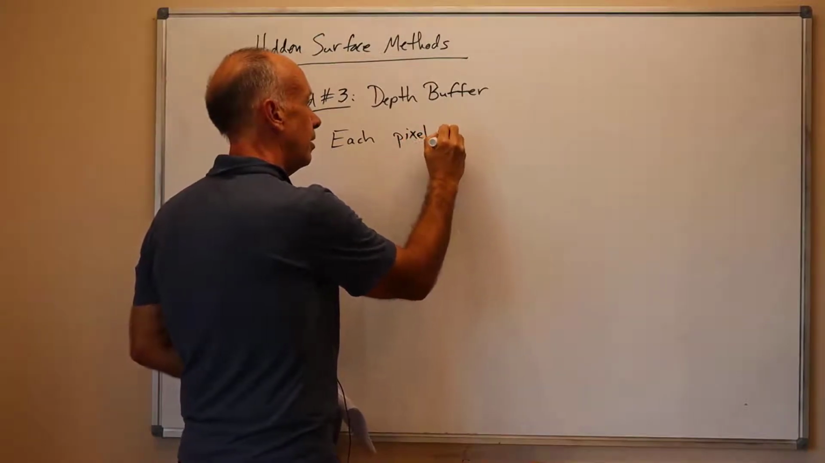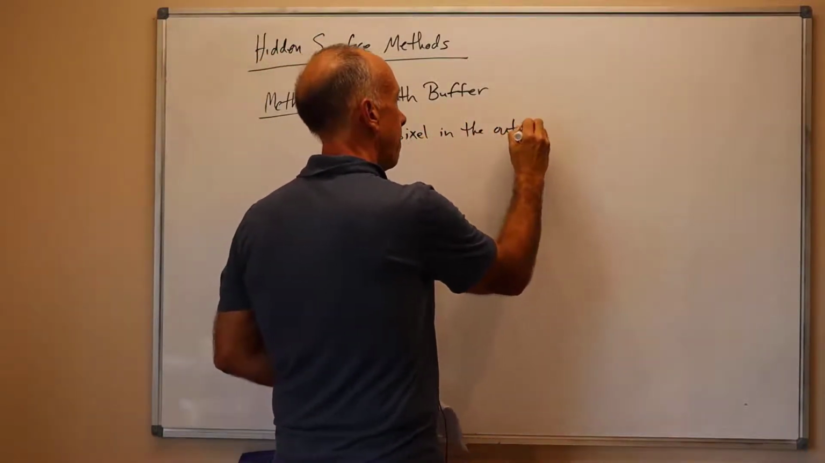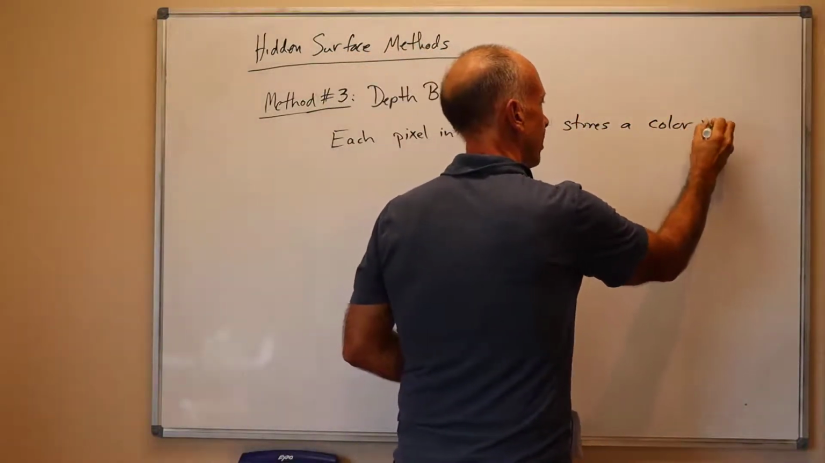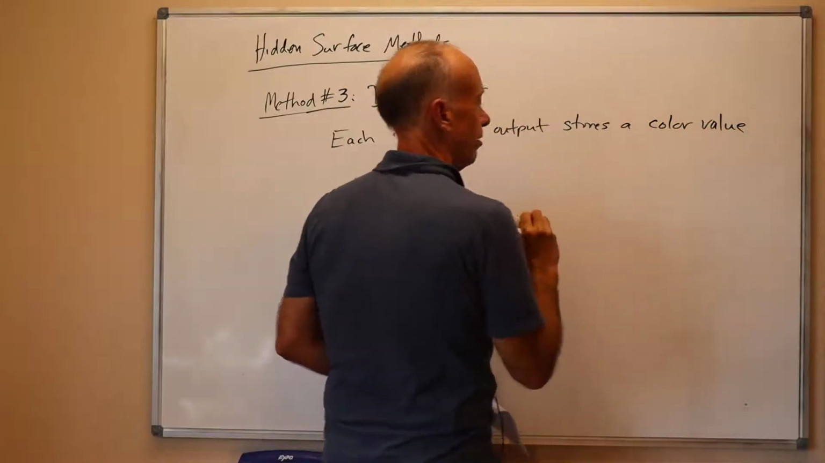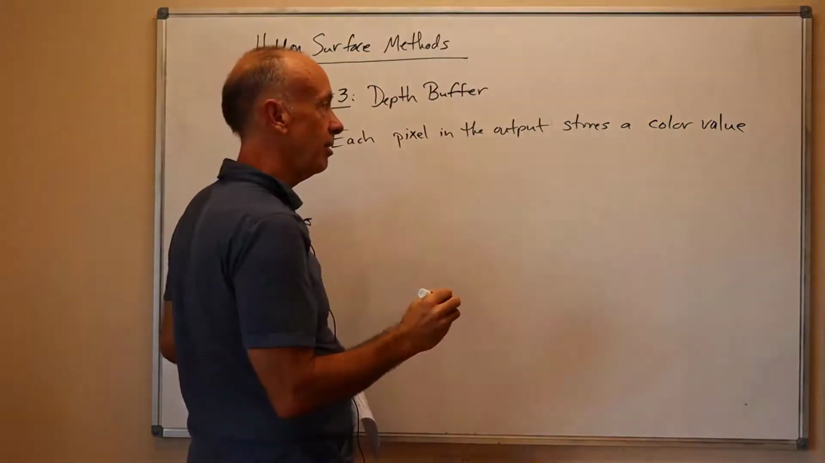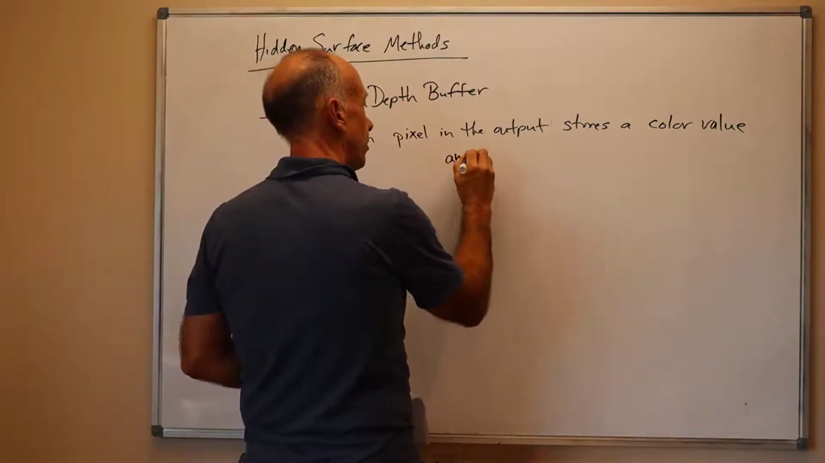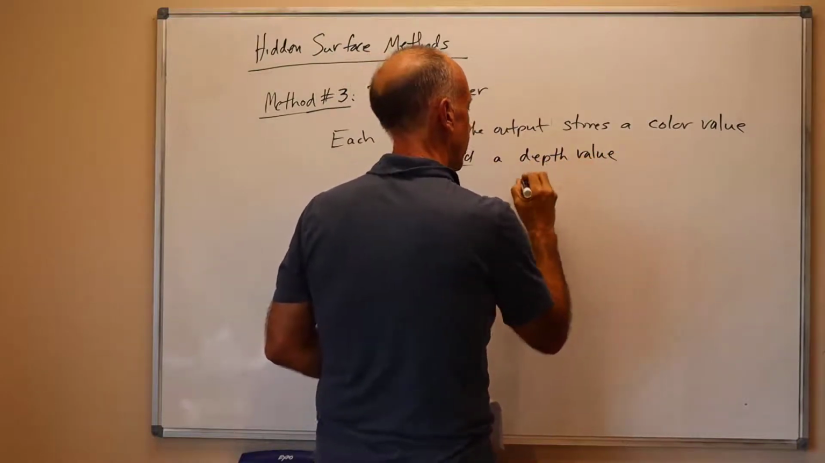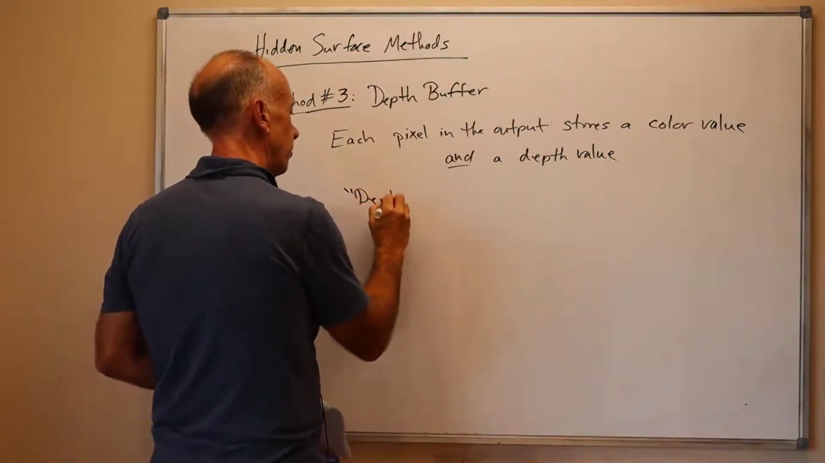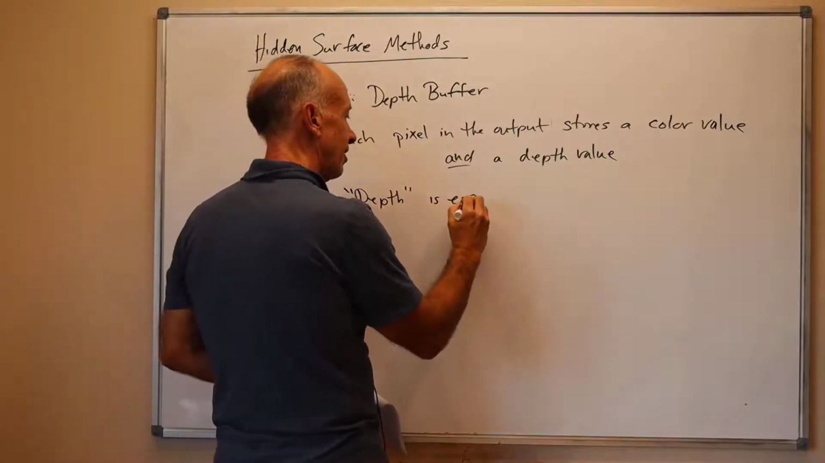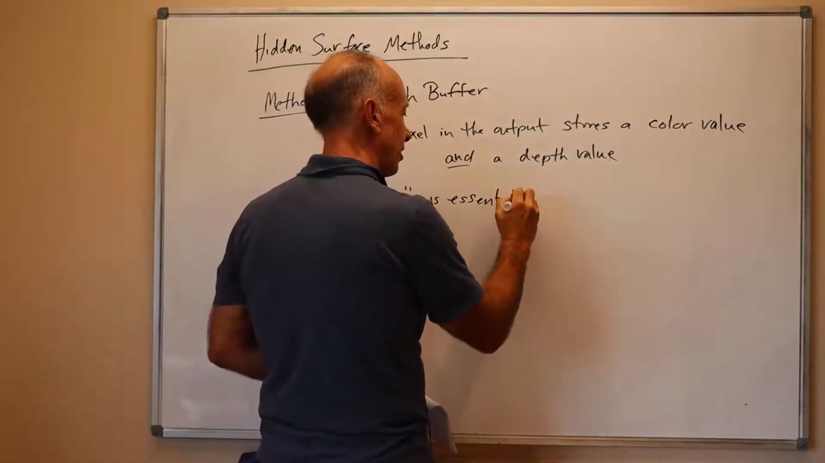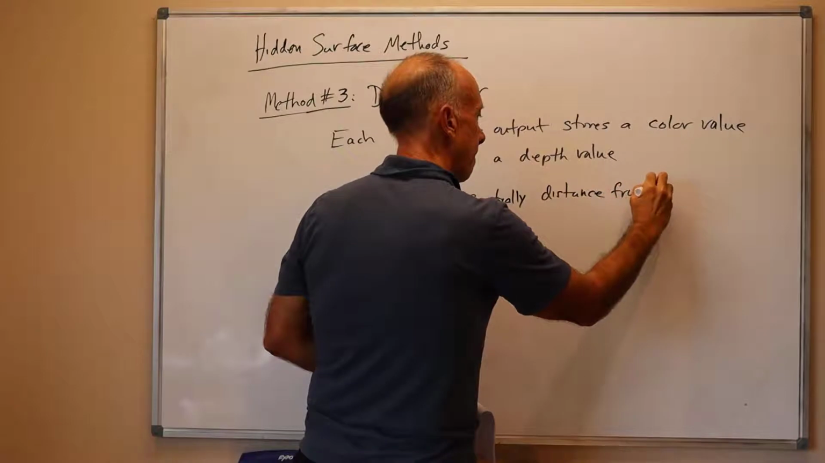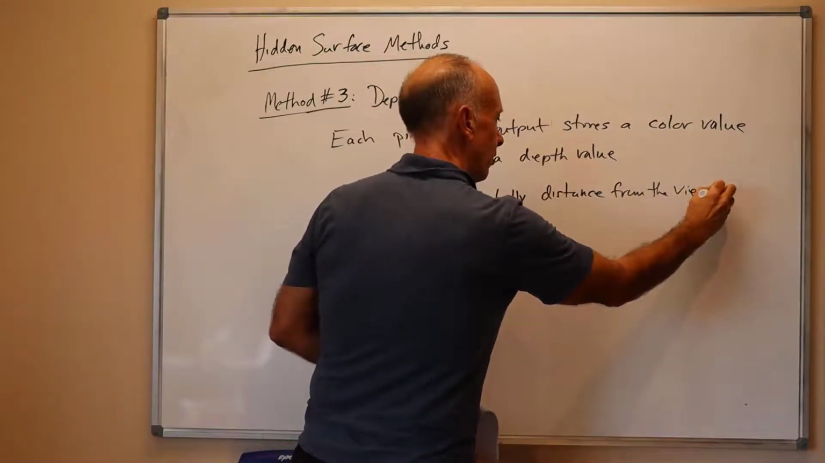Each pixel in the output image stores a color value. That'll be the color that the pixel is set to, something in the red, green, blue color range usually, and a new thing, a depth value. And the depth value is essentially the distance from the viewer. We'll see it's not exactly that, but it respects the distance from the viewer. The distance from the viewer, the distance from the camera.